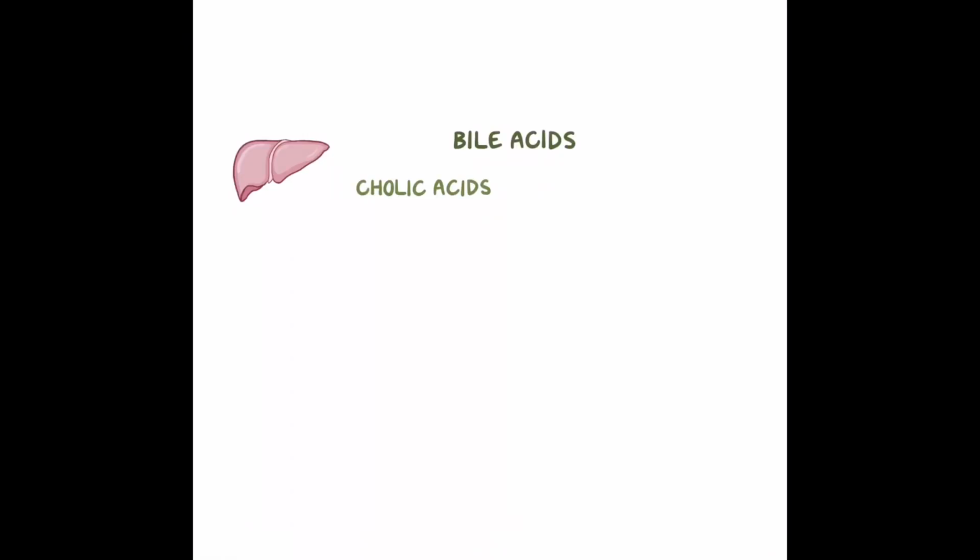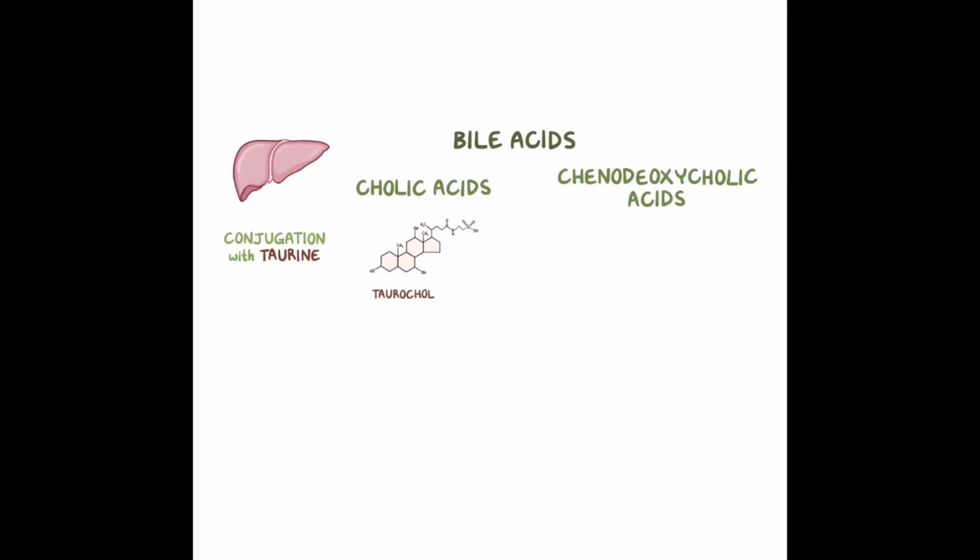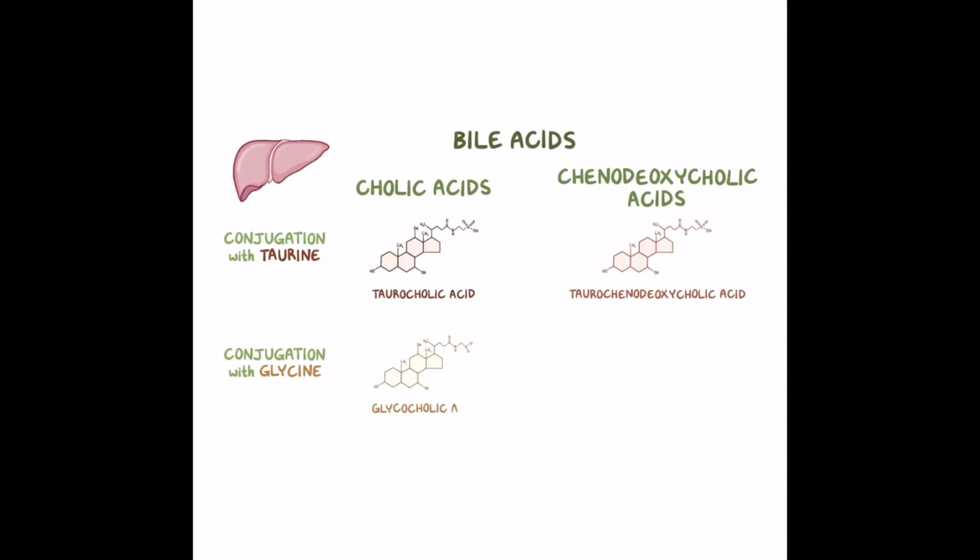Now, with regard to cholesterol, the majority is made and used by the liver, ending up as a bile acid. There are 2 types of bile acids, cholic acids and chenodeoxycholic acids. Both get conjugated by amino acids. Conjugation with taurine makes taurocholic acid, and taurochenodeoxycholic acid, while conjugation with glycine makes glycocholic acid and glycochenodeoxycholic acid.